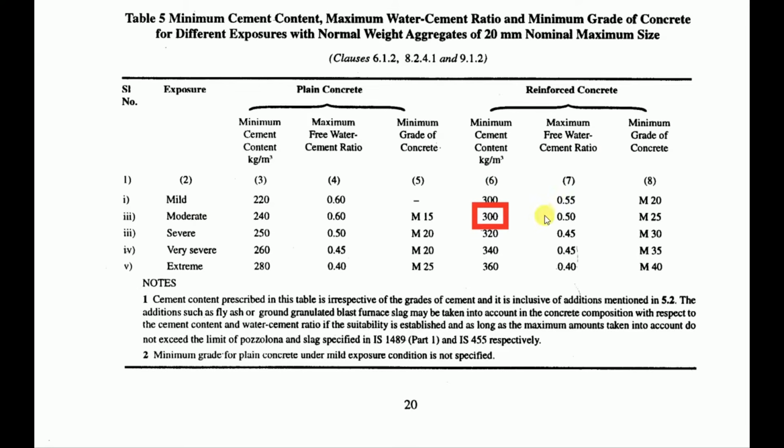So for moderate condition, maximum water cement ratio is 0.5 and minimum grade of concrete is M25. So these are the three things we need to consider: minimum cement content 300 kg per meter cube, maximum water cement ratio 0.5, and minimum grade of concrete M25. So for moderate condition, at least the minimum grade of concrete shall be M25. We can go even for M30, but minimum should be M25.